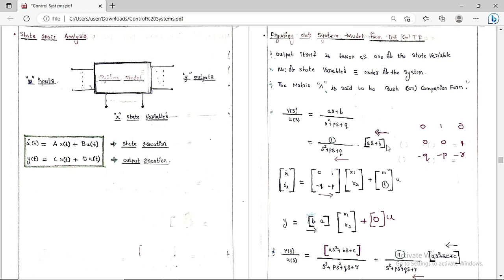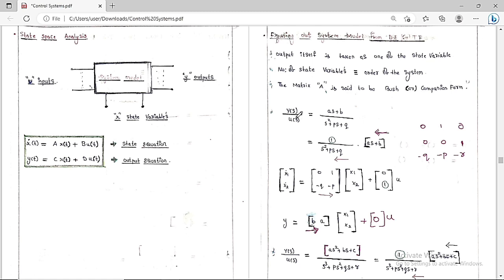So now you have to go in the reverse fashion. Like this, you have to go here from here. So same thing, B A. Don't write any positive or negatives. Keep it as it is. So B A x1 x2 plus 0 into u. So therefore, just by seeing the transfer function, we can write the state model equation.